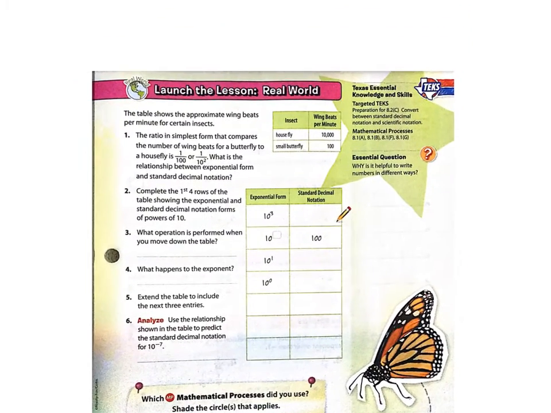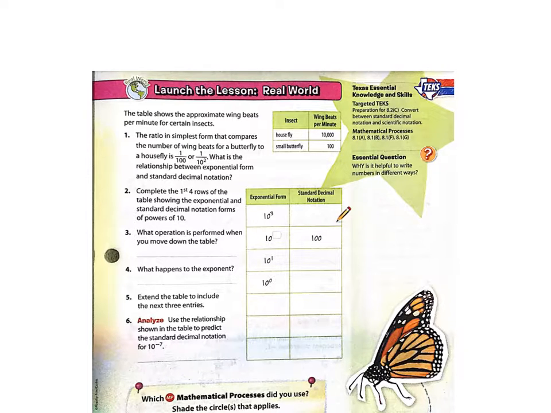At the top it should say, was it negative exponents? All right, and this is just a real world type problem involving negative exponents. It says the table shows the approximate wing beats per minute for certain insects. The ratio in simplest form that compares the number of wing beats for a butterfly to a housefly is 1 over 100, or 1 over 10 squared. What is the relationship between exponential form and standard decimal notation?